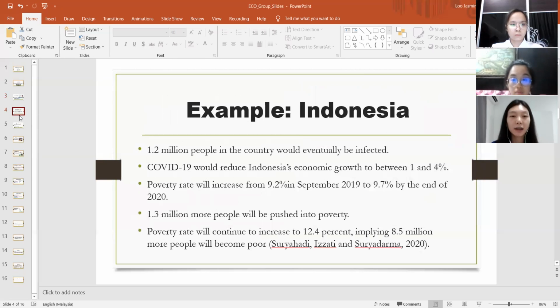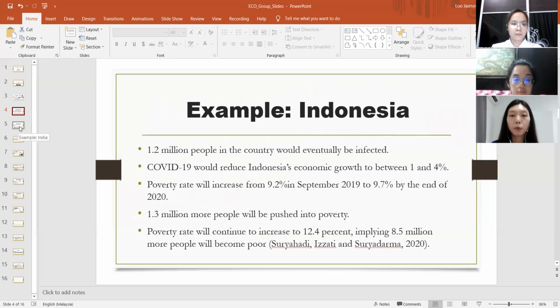Next slide, please. Next, we will move on to some examples. There are some countries we can use as examples. The first country we take as an example is Indonesia. The COVID-19 pandemic has impacted Indonesia's poverty.